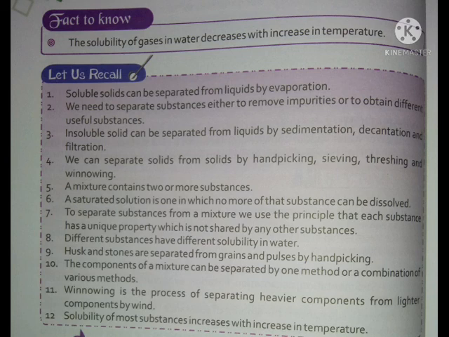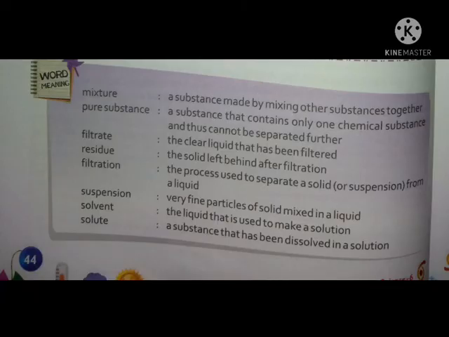Here some word meanings are given. Read this.